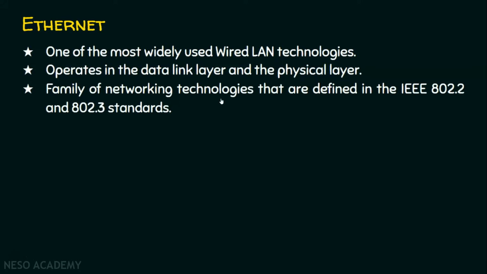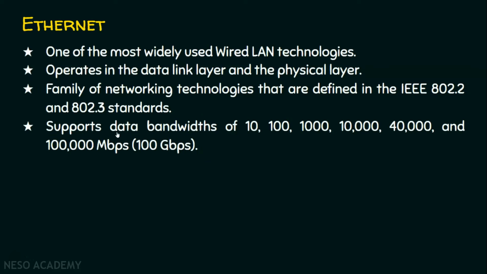Ethernet belongs to the family of networking technologies that are defined in the IEEE 802.2 and IEEE 802.3 standards, and it supports data bandwidths of 10, 100, 1000, 10,000, 40,000 and 100,000 megabits per second. 100,000 megabits per second is equivalent to 100 gigabits per second. Initially, when Ethernet evolved, it was in megabits per second. Now it ranges up to 100 gigabits per second and more.